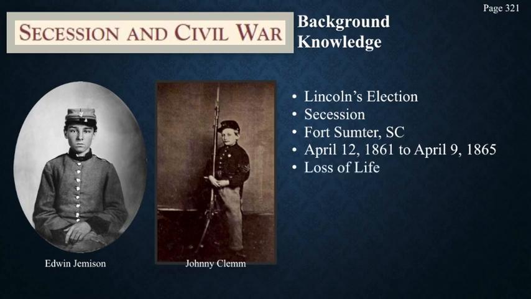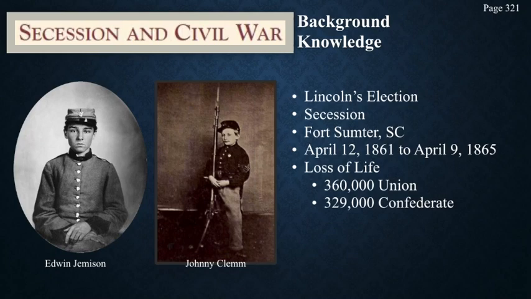The loss of life to Americans is going to be absolutely incredible during this time. This war, like I think I already said, is going to have more American casualties than every other American war combined. It's going to be 360,000 Union casualties and 329,000 Confederate. These are actually deaths, which is a specific type of casualty. And if you look at that, you think, well, that's pretty close. But the population in the North was greater than that of the South by many times. So these casualties in the South hurt that war effort much more.